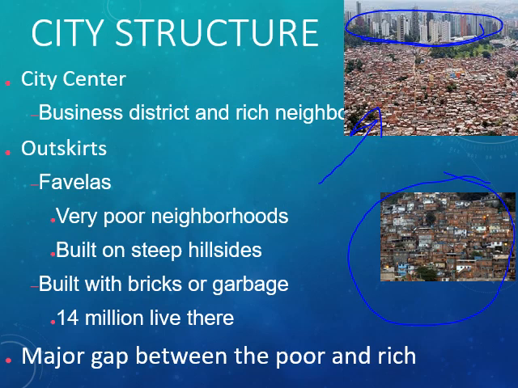And the big problem in Brazil is there's a major gap between the poor people and the rich people. As a matter of fact, 10% of the people in the country own over 70% of the land in the country, which leaves only 30% for the remaining 90% of people, including the middle class all the way down to the people that live in the favelas. So a very, very big gap between the poor and the rich.